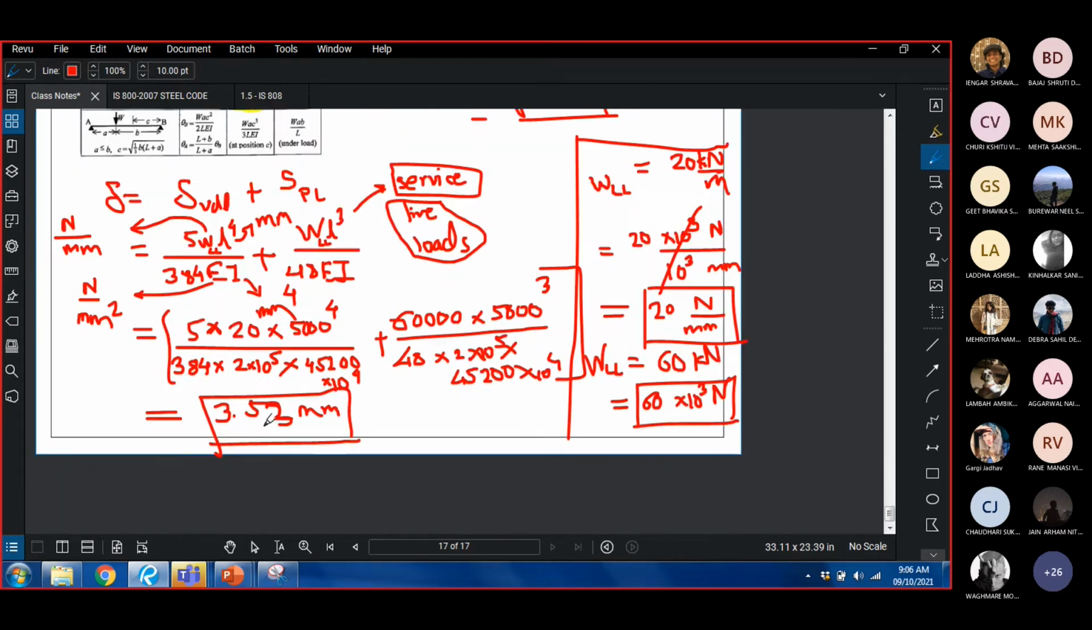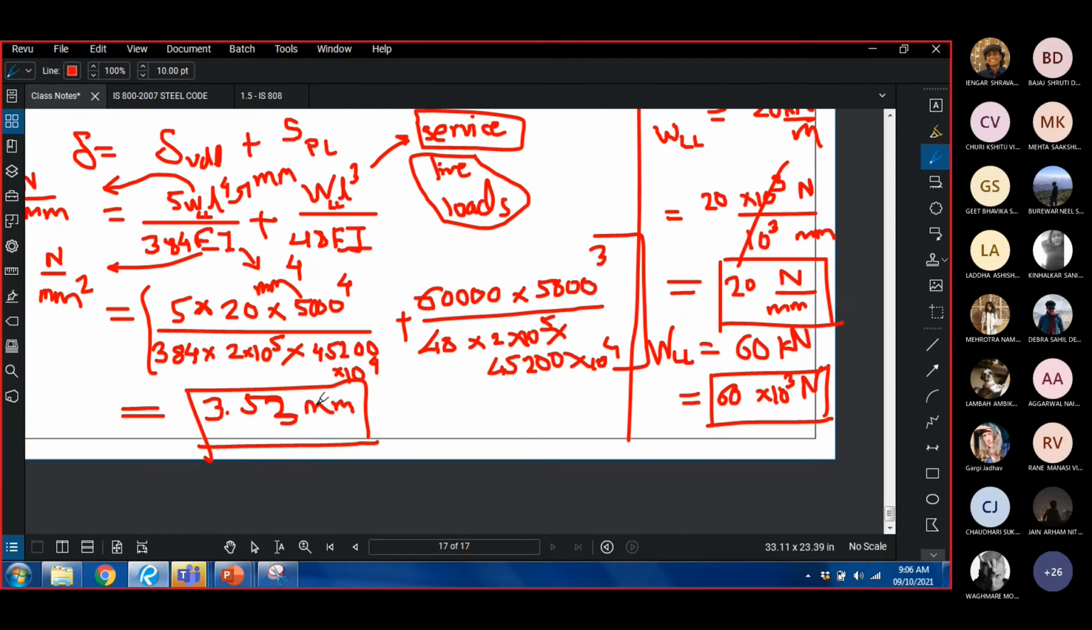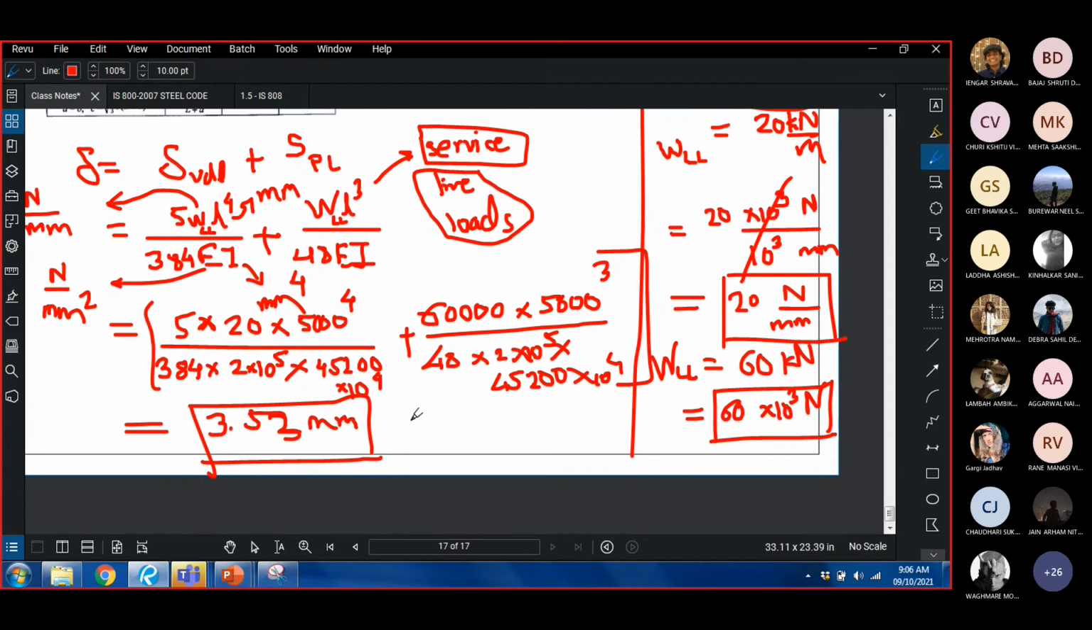So now the question is, is this deflection excessive or is this deflection adequate? So we already know that delta live load max, which is the maximum permissible live load deflection, is equal to span by 300. So the span is 5 meters. So 5 meters is 5000 mm upon 300.